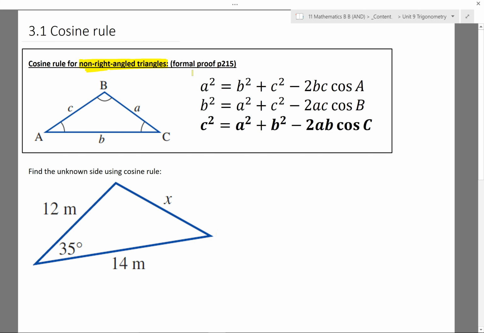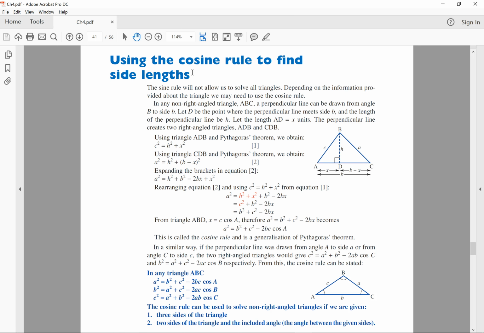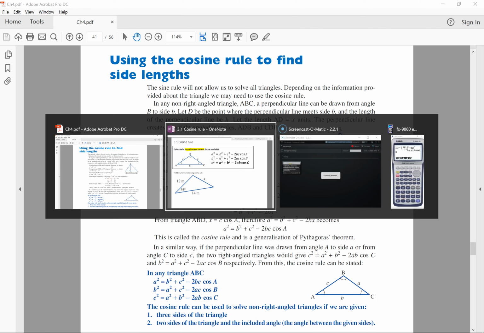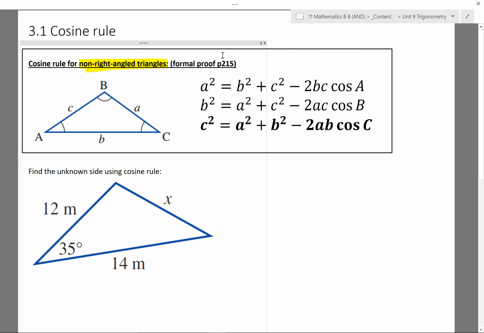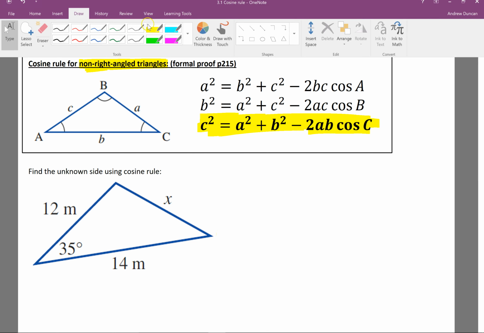There's a formal proof of this rule on page 215. You can read through that whenever you want to go to sleep. Okay, however, this is the rule that we'll be using. There's three forms of it for the three different orientations of the triangle. I recommend only learning this bottom one. Looks pretty much like Pythagoras, with a little subtraction to correct for the fact that there's no right angle.